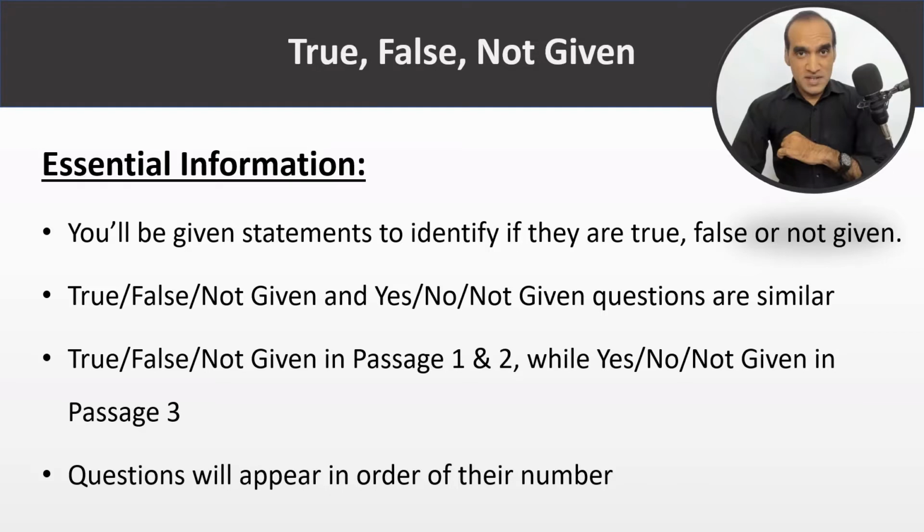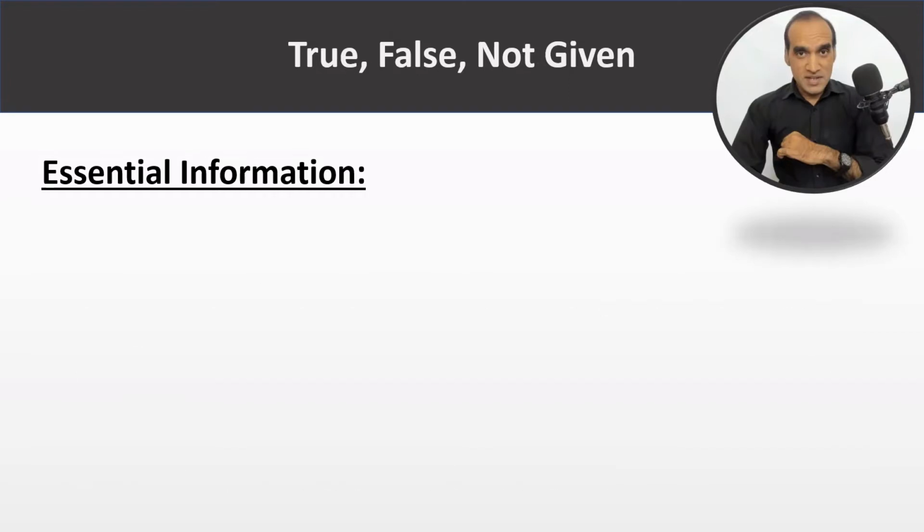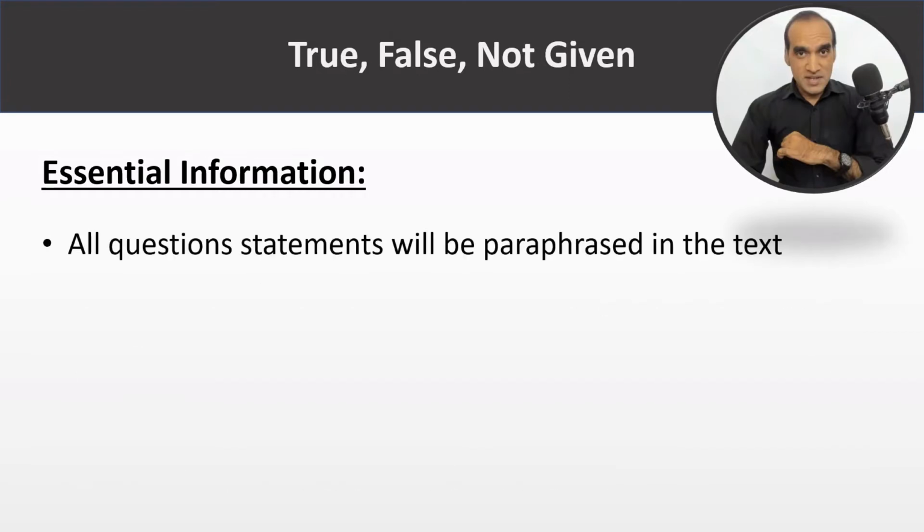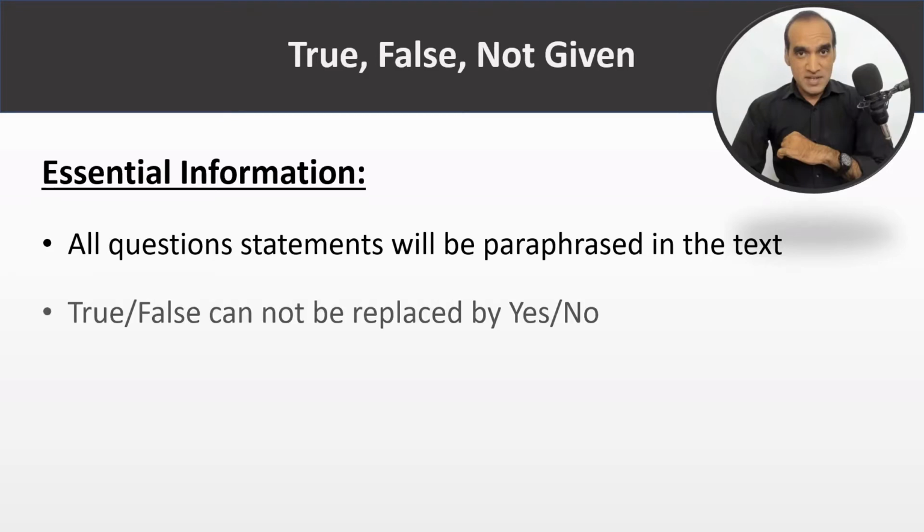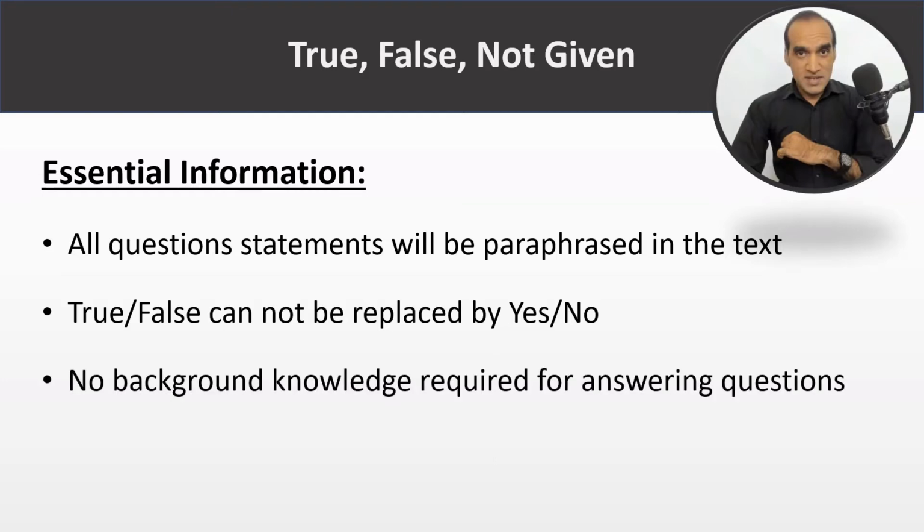All the question statements will be paraphrased in the text, so you won't find exact sentences in the passage as you read in the questions. With true, false, not given questions, if the question is true, false, don't write yes, no. Similarly, write yes, no if the question is yes, no. Don't write true, false for that. You have to answer questions based on what you read from the passage and not from your own background knowledge. You can simply write short forms as well, like T for true.